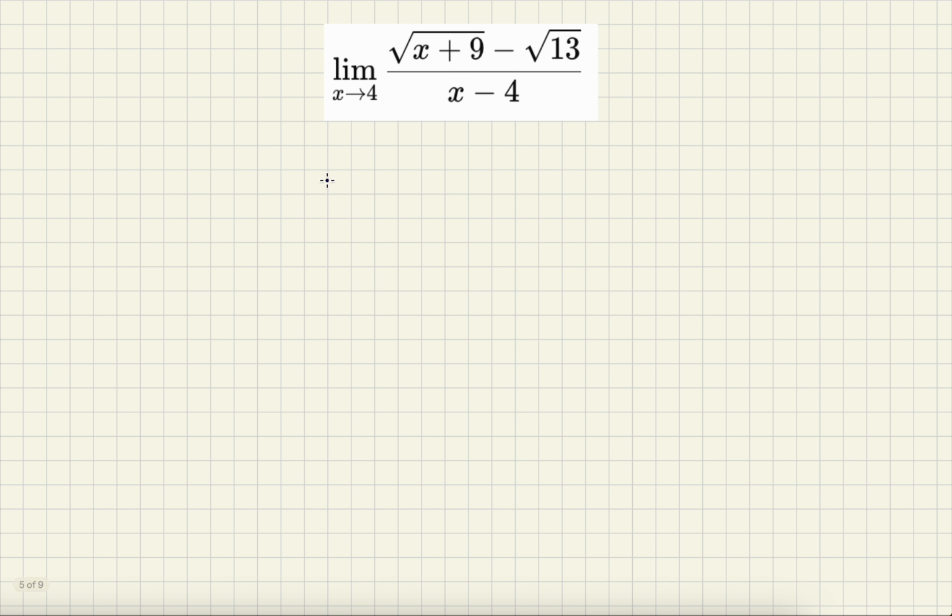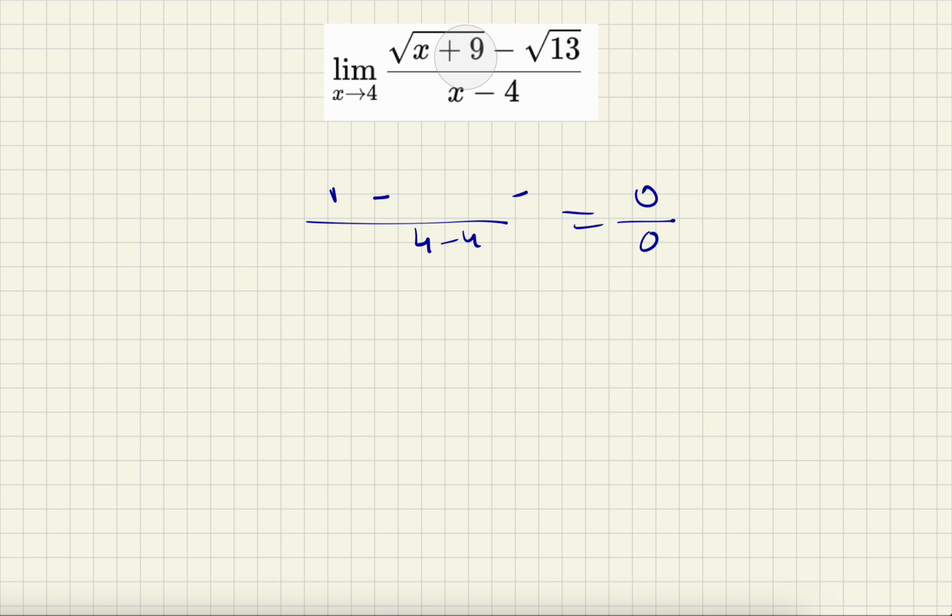So in this question, we have: find the limit as x approaches 4 of the square root of x plus 9 minus the square root of 13 over x minus 4. So again, our first step is always to plug in the value that x approaches. And when we do that, we get the square root of 4 plus 9, which is 13, minus the square root of 13 over 4 minus 4, which is 0, over 0.